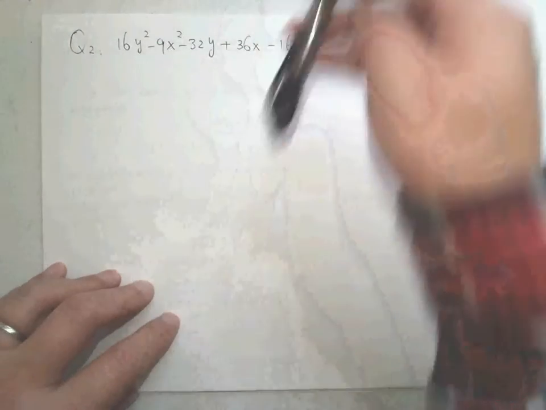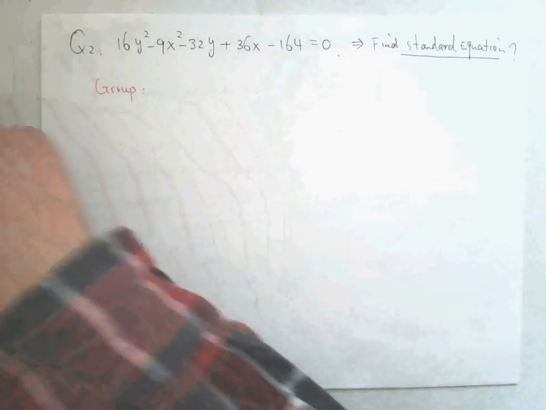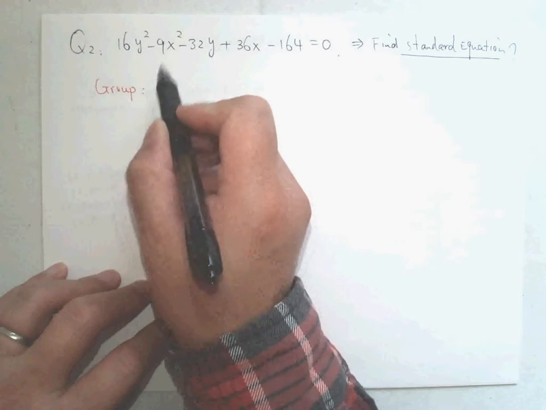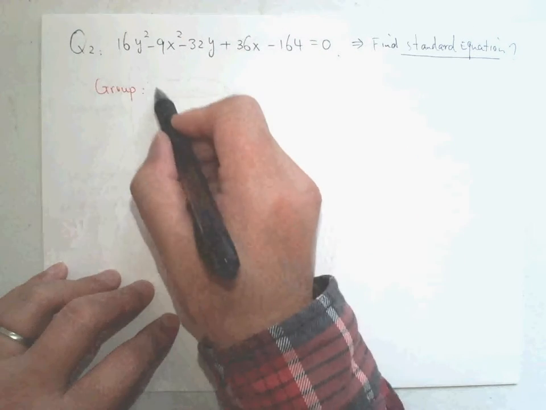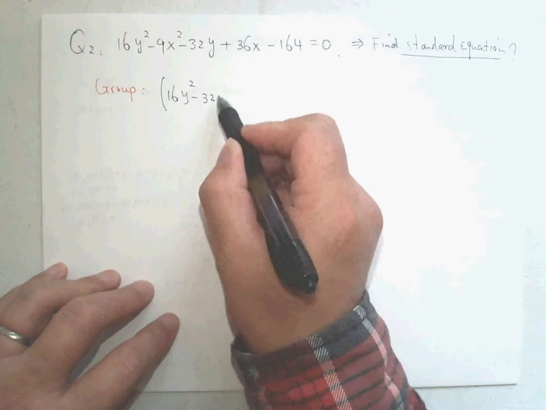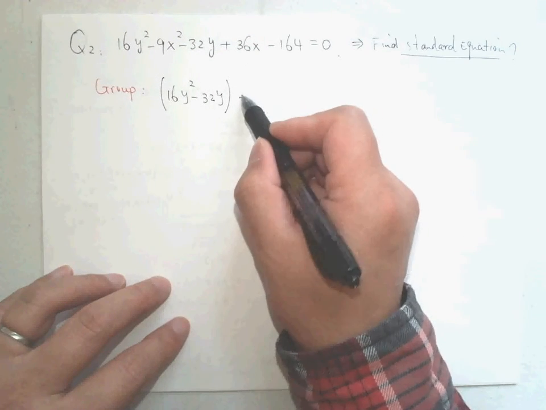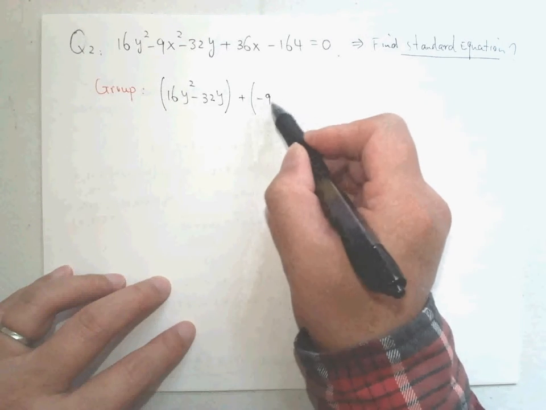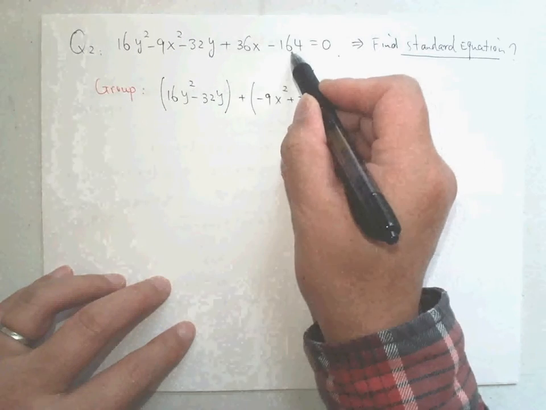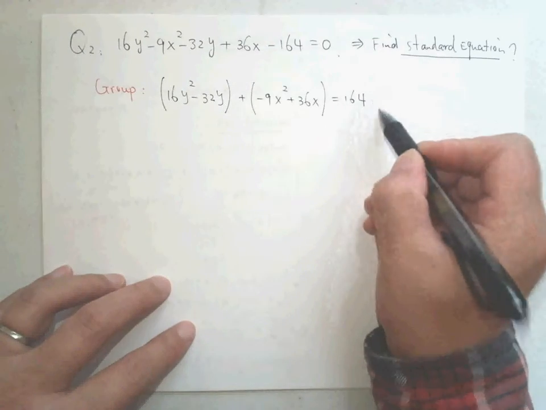So the first step is group. How to group? In this way, see, y square goes first, so it should be vertical. Whatever, we need to go to y first. So I put this 16y squared minus 32y group. And this is x, I group x: negative 9x squared plus 36x. This constant number plus 164 goes to the right, so equals 164. This is the first step, I group.